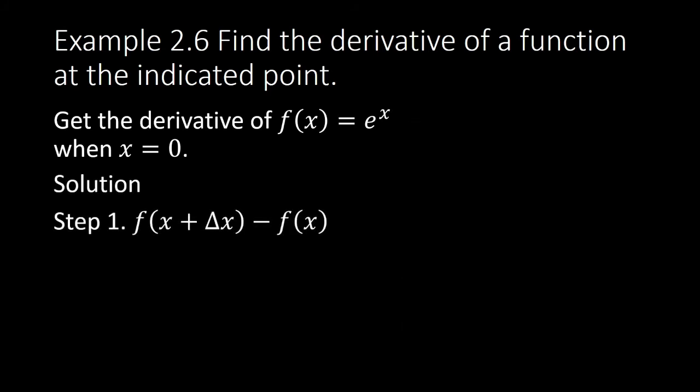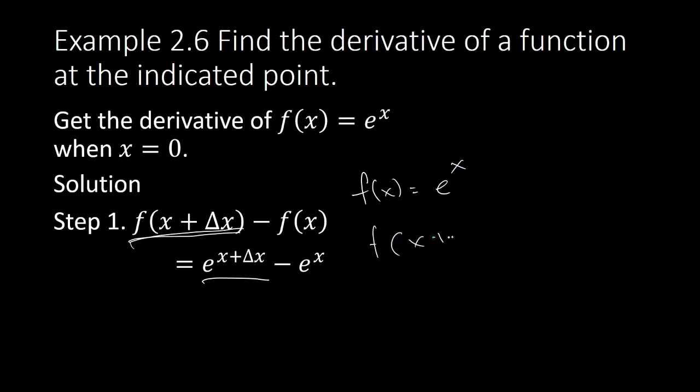Step 1. What is f of x plus delta x minus f of x? It's just equal to this: e to the x plus delta x minus e to the x. Students who are doing this for the first time cannot quite reconcile this and this. f of x is e to the x, okay? So when it's f of x plus delta x, you replace x by x plus delta x, okay?